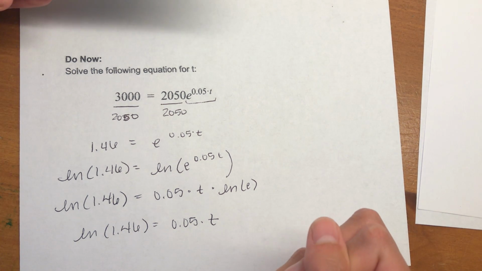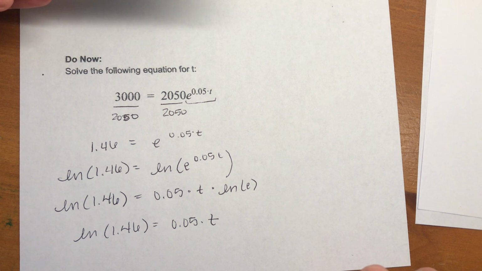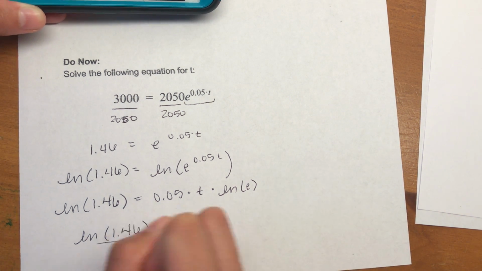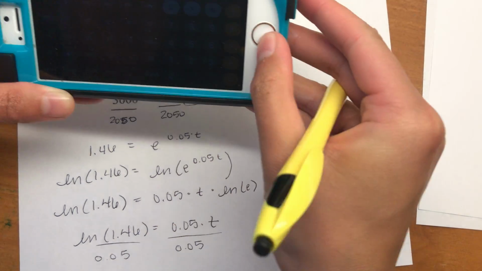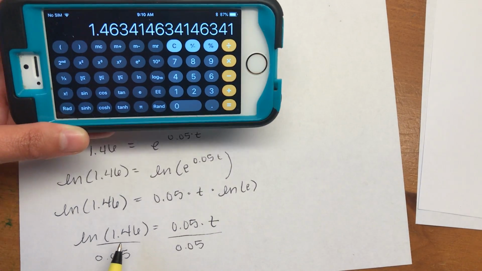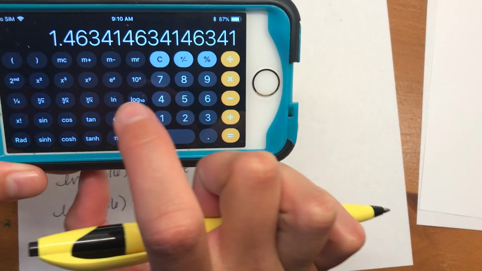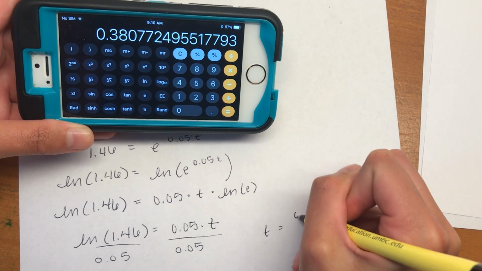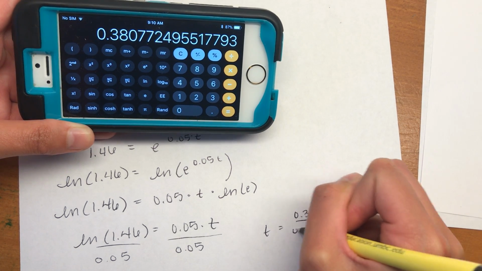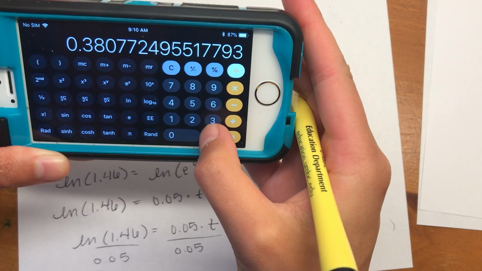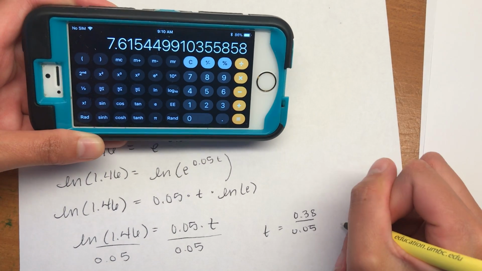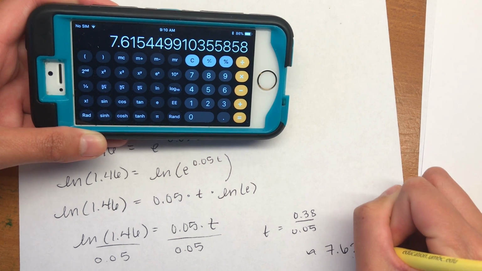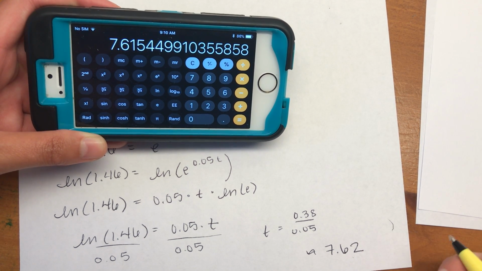And then I'm going to isolate my variable. To get my variable all alone, I've got to divide by 0.05. And I'll do the ln of 1.46, which is still in my calculator. I'm going to hit the ln button and then divide. So I've got t equals 0.38 divided by 0.05. And I get t equals approximately 7.62 if I round to 2 decimal places.